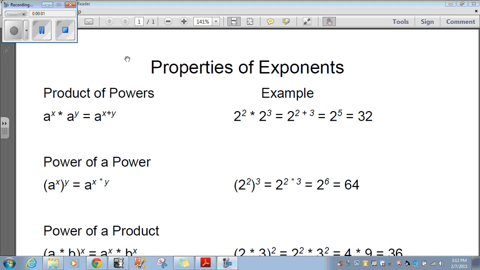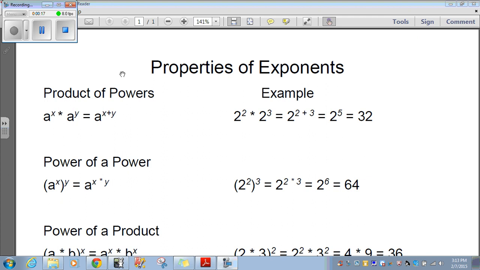Okay, good morning, class. Today, we're going to go over properties of exponents. There are several properties, and depending on who your math teacher was, you may have been exposed to this concept in Algebra 1, or you might be new to it in Algebra 2. In any case, let's begin.